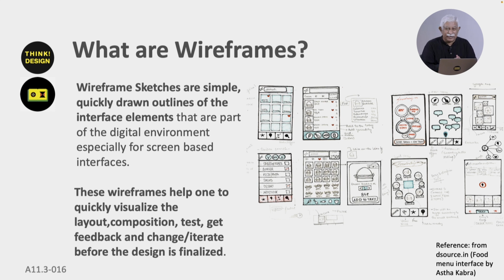Okay. So again, like the other models, it's very quick to do. Okay. You have to visualize the layouts, you make use of composition, grids, you can test it out with feedback from the users, and then based on the feedback you can iterate and then finalize the design. Okay. So skeletons of the design, these are called wireframes.